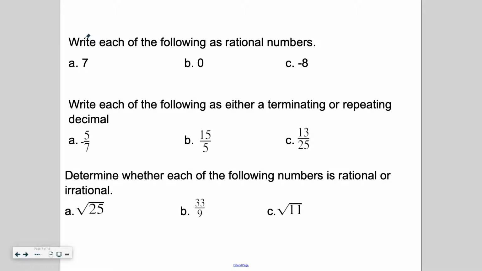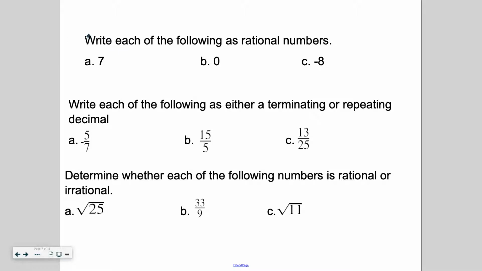Okay, so we have some examples. The first set says write each of these as a rational number. For it to be a rational number, it has to be written as something over something else, kind of as a fraction. So how can you write 7 as a fraction? 7 over 1. How do you write 0 as a fraction? 0 over 1. Negative 8 over 1. So you can write any number this way, and that's how you make the counting numbers part of the rational numbers. Does that make sense? Put them over 1.